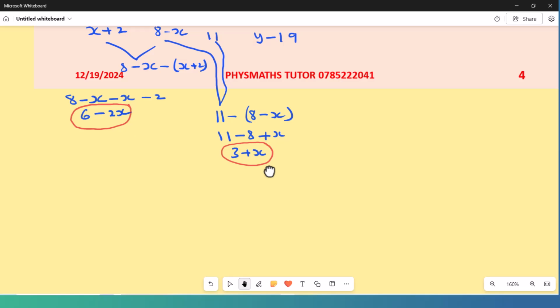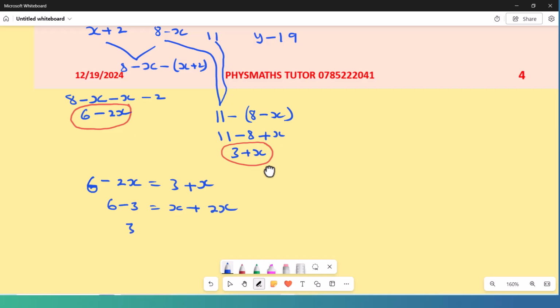Once I equate, I'm going to say 6 minus 2x equals 3 plus x. I can get my x now. This is 6 here, so the negative 2x becomes positive, and the 3 becomes negative. So I'm going to say 6 minus 3 equals x plus 2x, which gives us 3 equals 3x. So divide by 3, which gives us x equals 1.